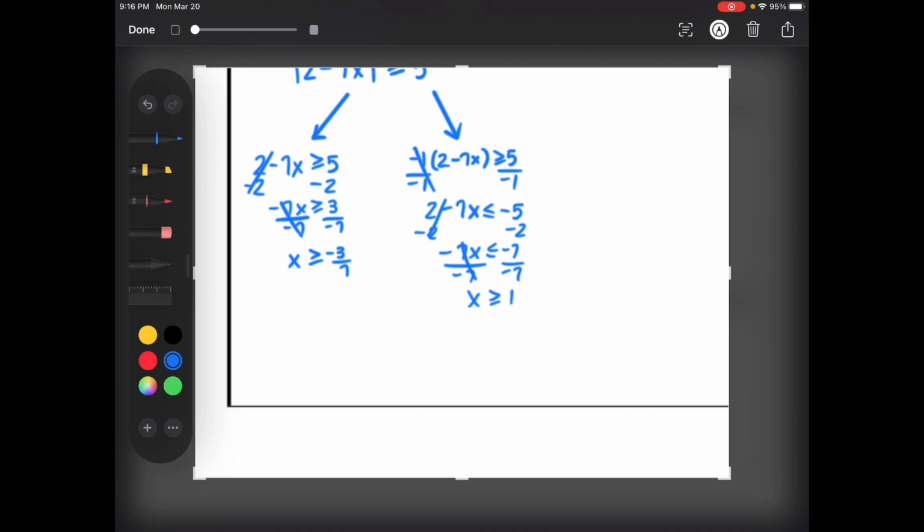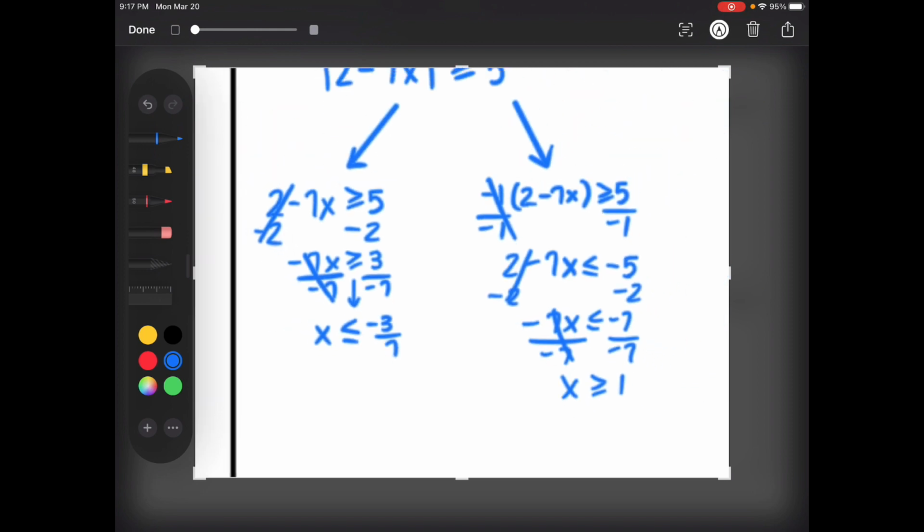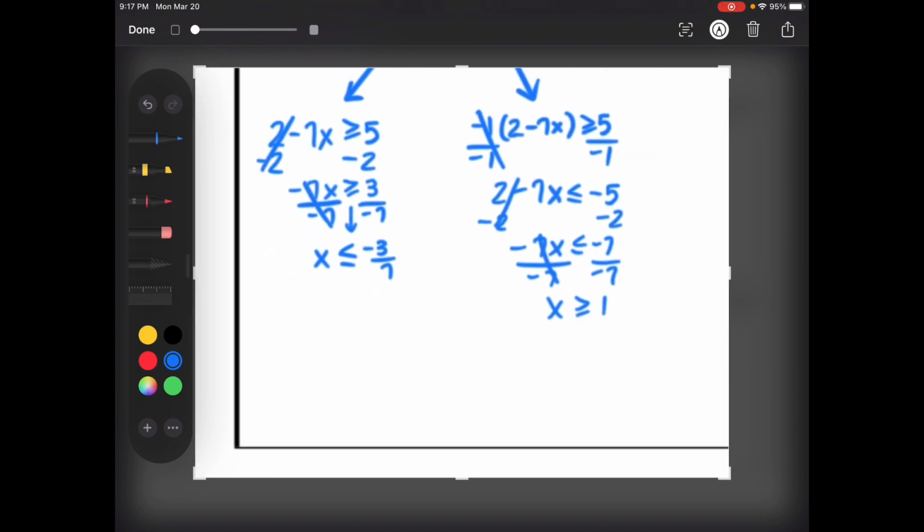So, let's see. I flipped my inequality, and then I had to flip it again. Yep. And over here, I see my mistake. I forgot to flip the inequality here. So, there we go. So always check that in the end. So now we have our two inequalities. So x can either be less than -3/7 or greater than 1.